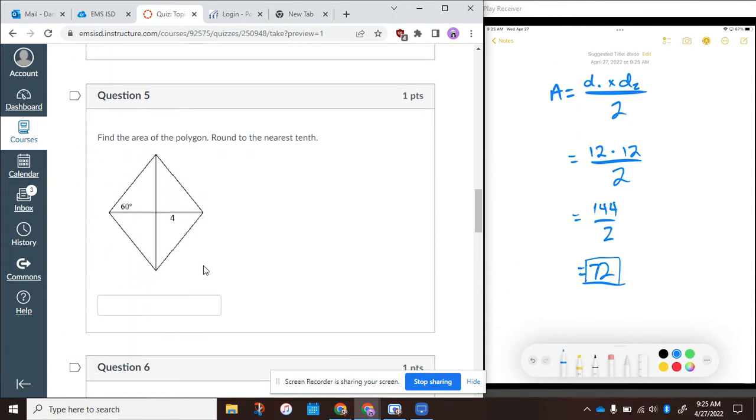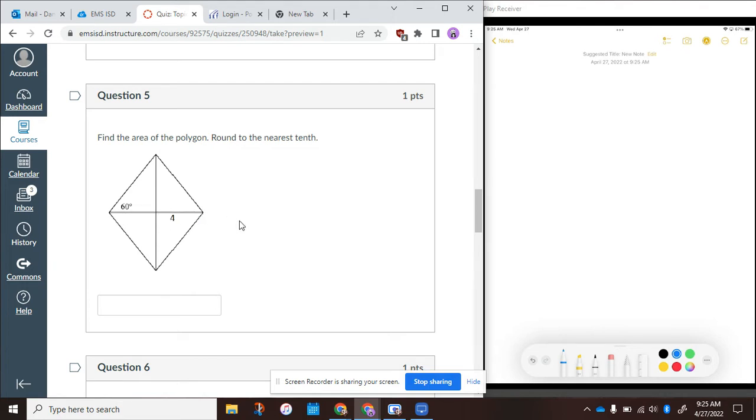Question number 5 is probably the trickiest one on this whole entire assignment right here. Okay, question number 5 is probably the trickiest one, but it's really not that terrible. Okay, what we have, and you can tell because it's giving you these diagonals instead of giving you any side lengths or heights, this is a rhombus. Okay, and since this is a rhombus, we know that these two lines here in the middle meet and make a right angle. They're perpendicular to each other. And we also know that each of those two pieces are the same length.